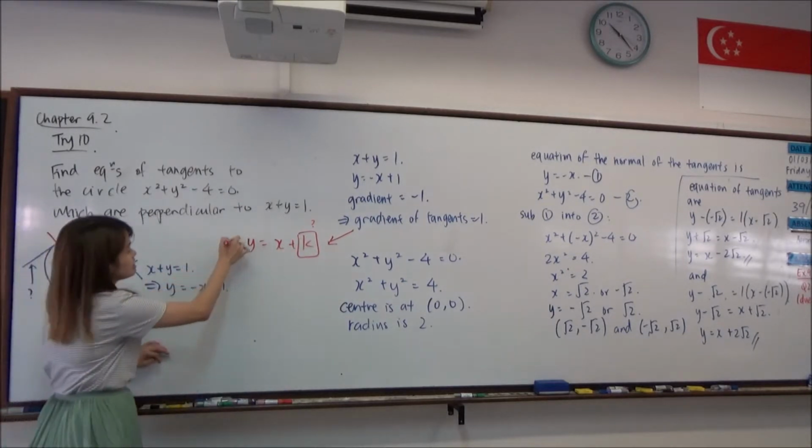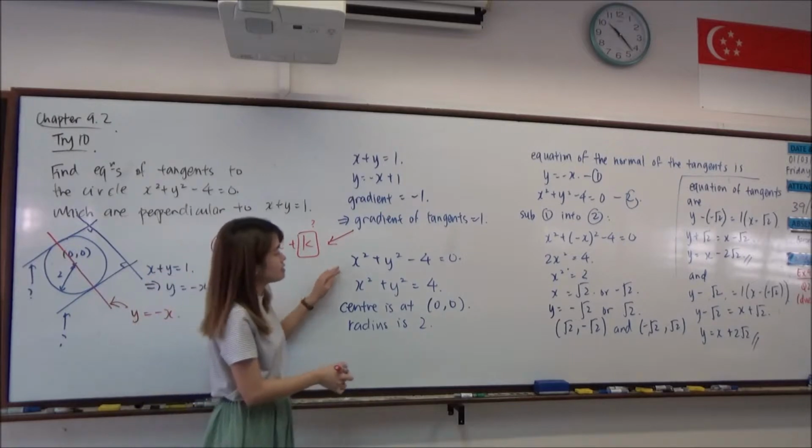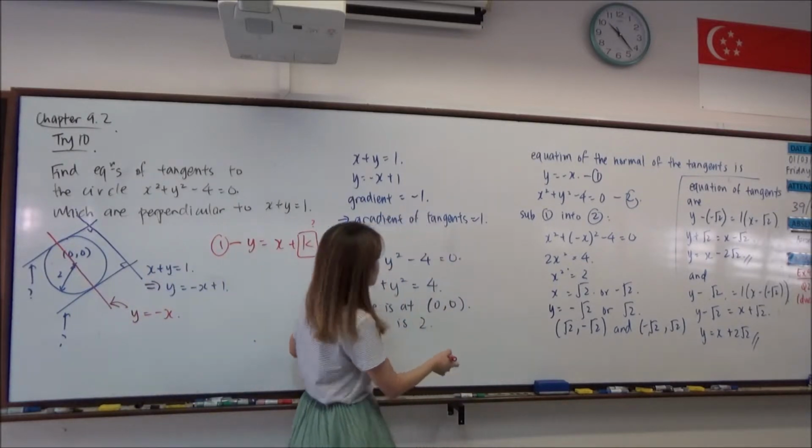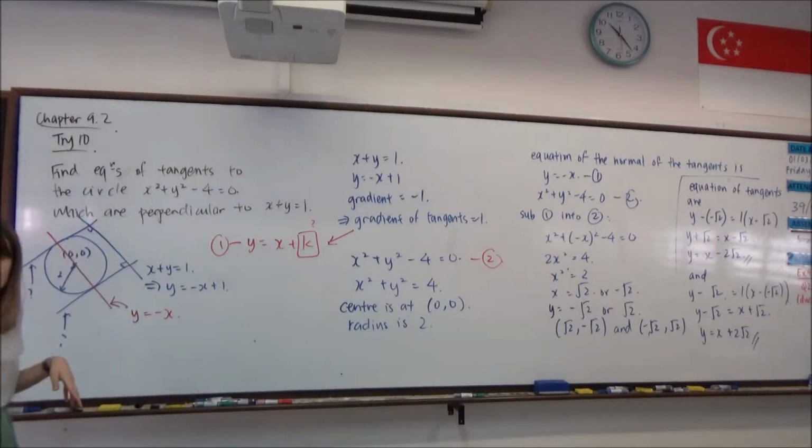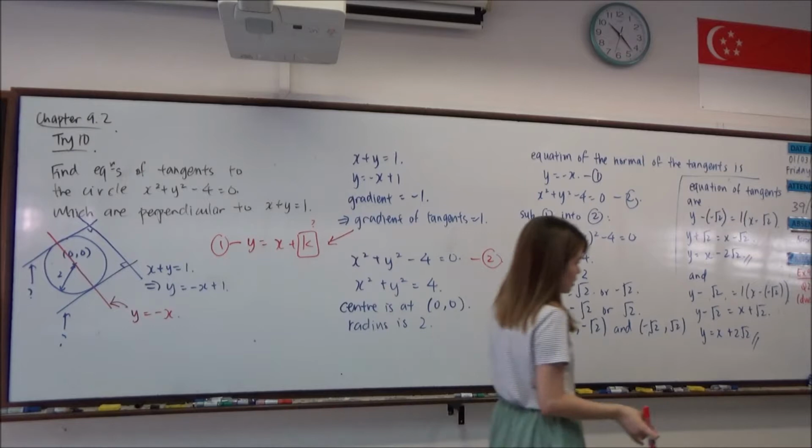So I can have this as my first equation, and then likewise I'll keep my circle equation as my second equation. And then I do my substitution, and I will be able to find out the value of k.